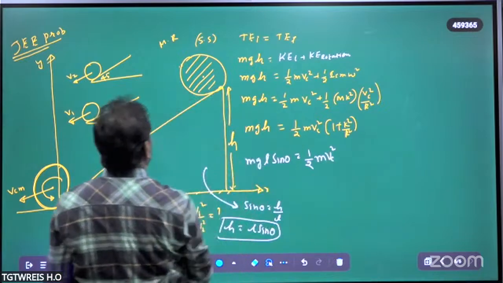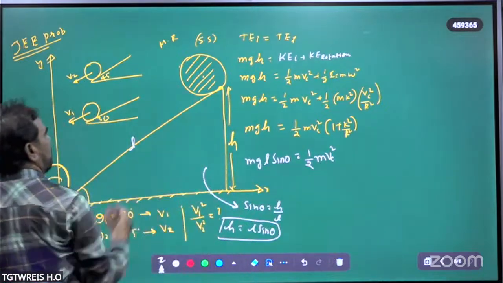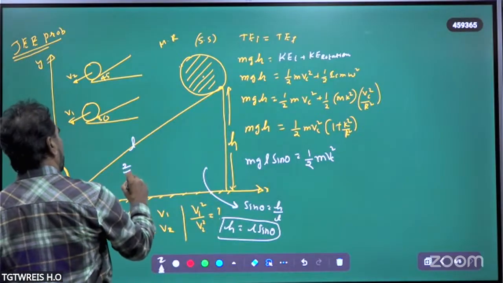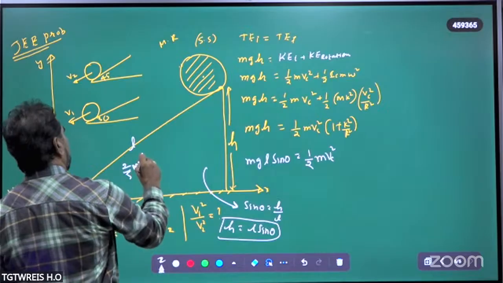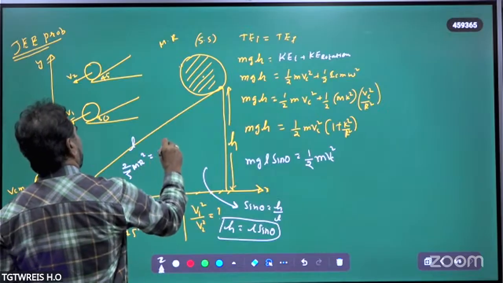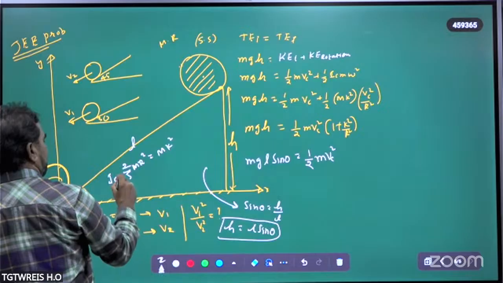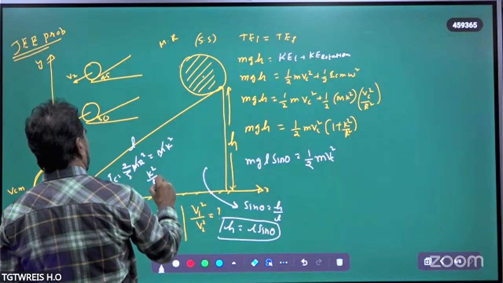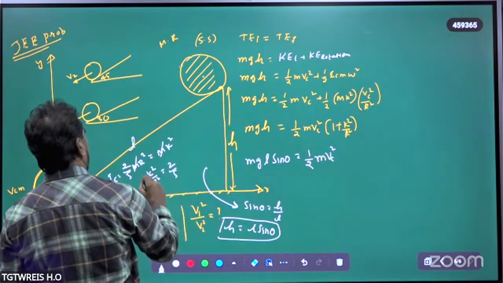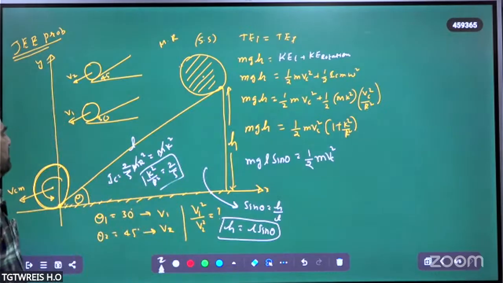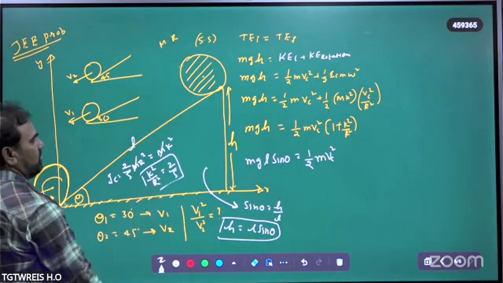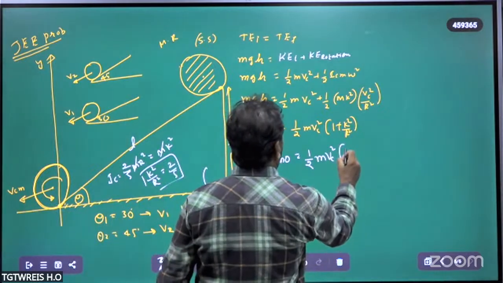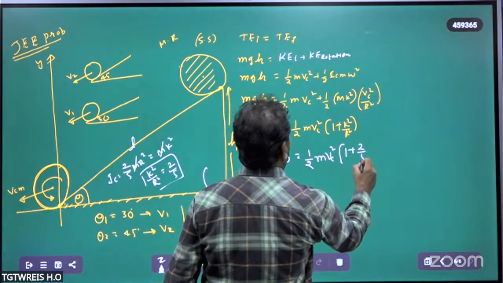What was given? A solid cylinder was given. What is the moment of inertia of the solid cylinder? 2 by 5 mr square. 2 by 5 mr square is equal to mk square. This is ICM. The m gets cancelled out, k square upon r square is equal to 2 by 5. Is it clear? K square upon r square is equal to 2 by 5. Substitute this value here. That is 1 plus 2 by 5.